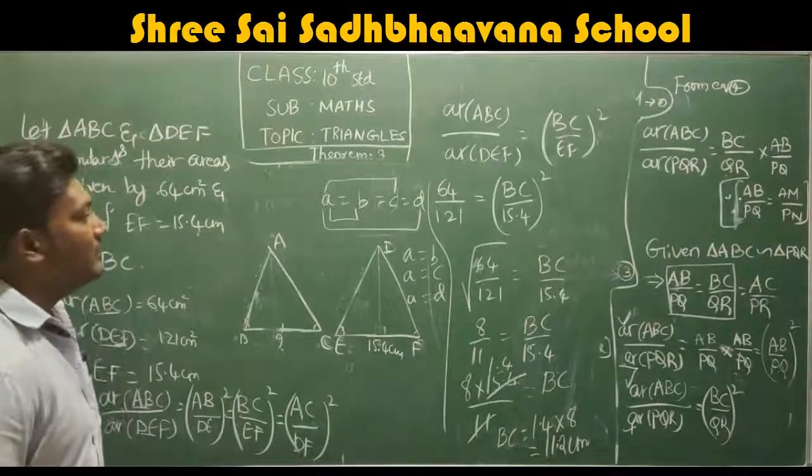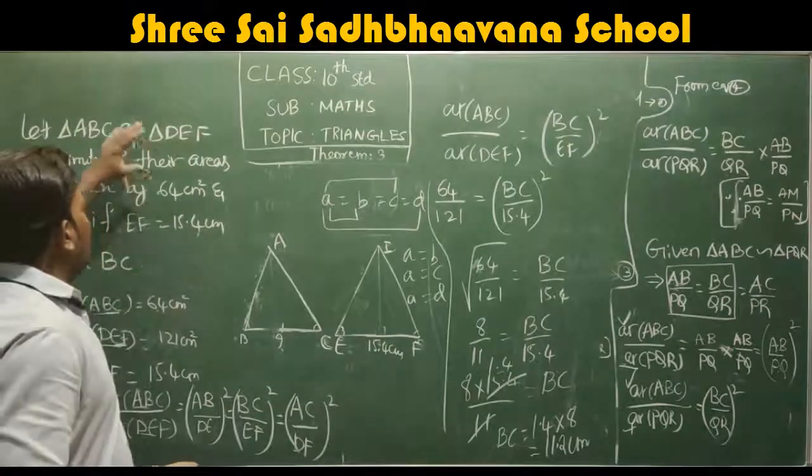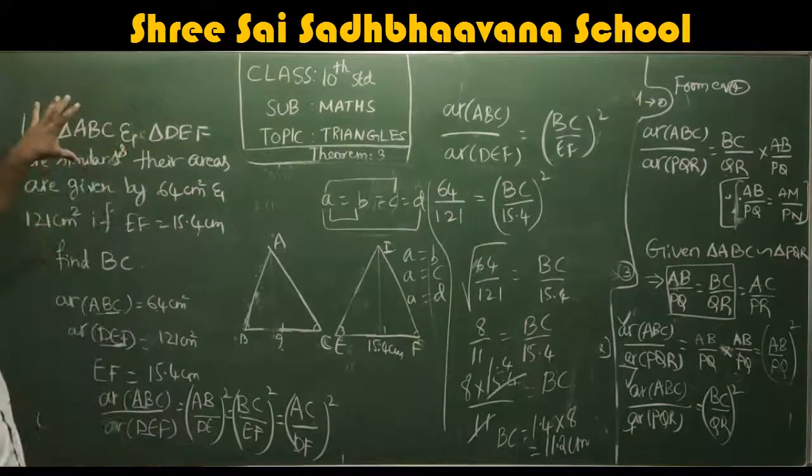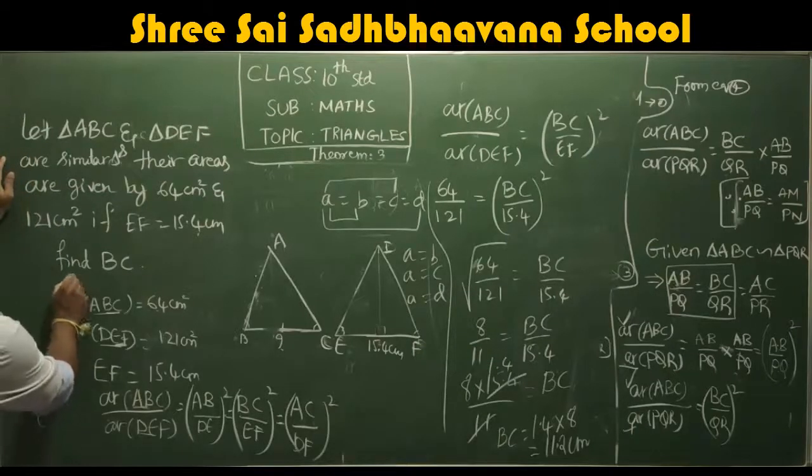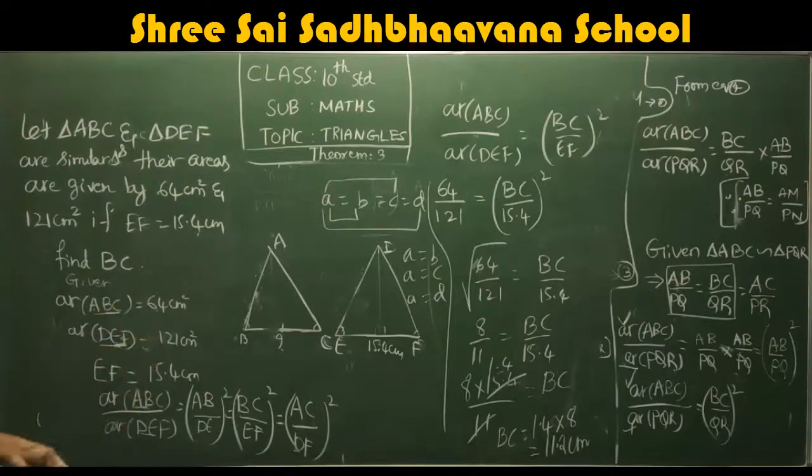Okay. So I'll explain once again. Carefully listen. Here, what they've given, this is important actually. From 2 or 3 exams, final exams, they ask this sum. Triangle ABC and triangle DEF are similar triangles, and their areas are given as 64 and 121 centimeters squared. And EF is given as 15.4 centimeters. They have to find BC. And what is given, I have written. Area of triangle ABC is given, DEF written, EF is given, written.